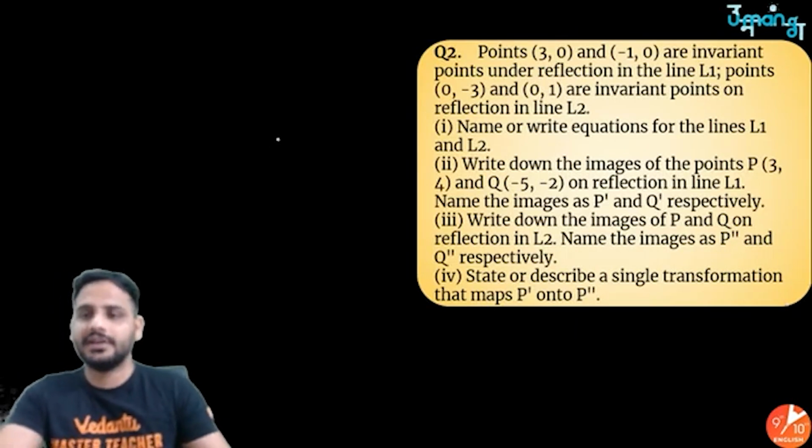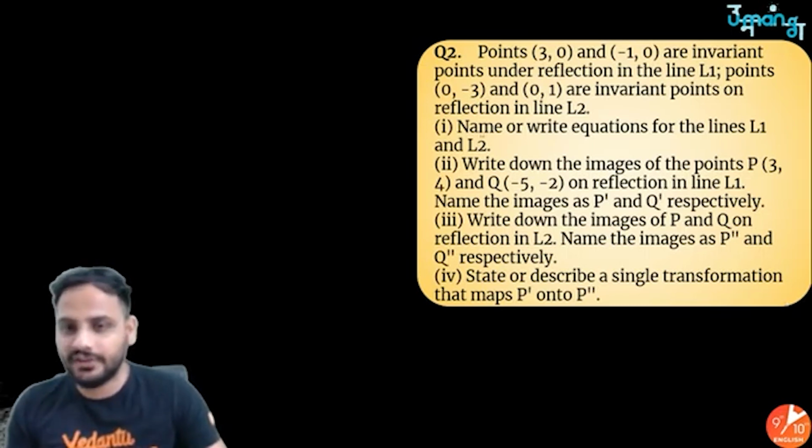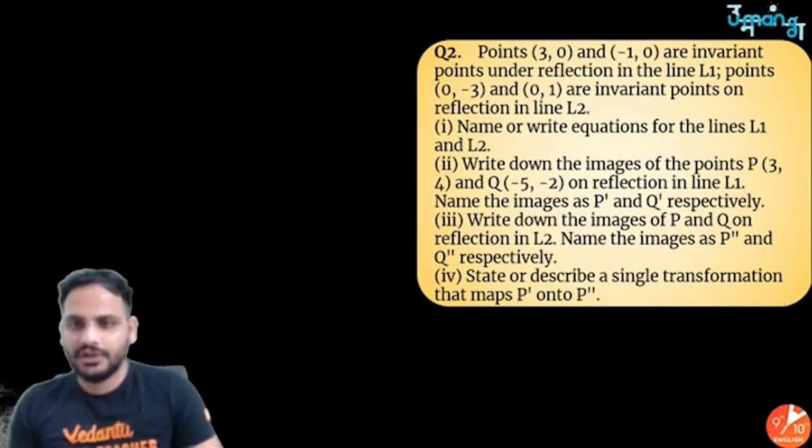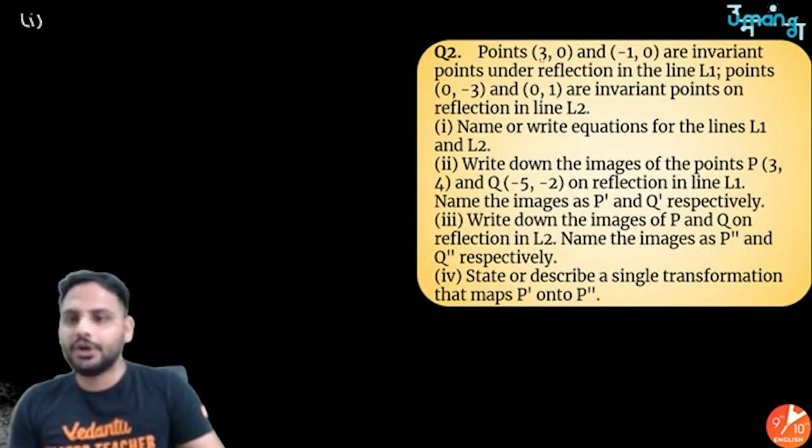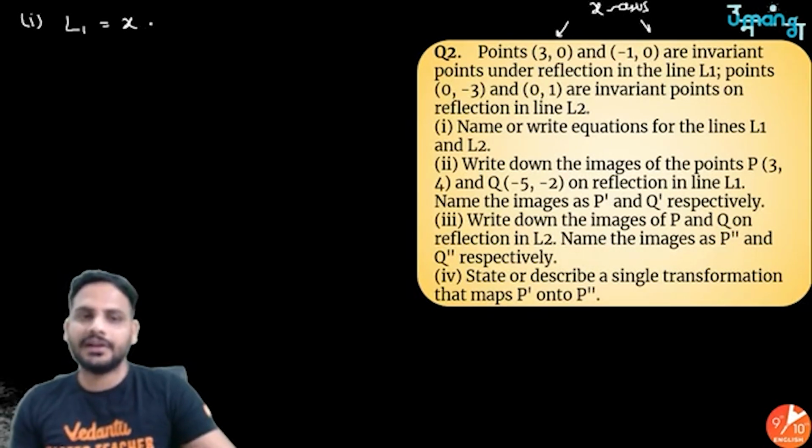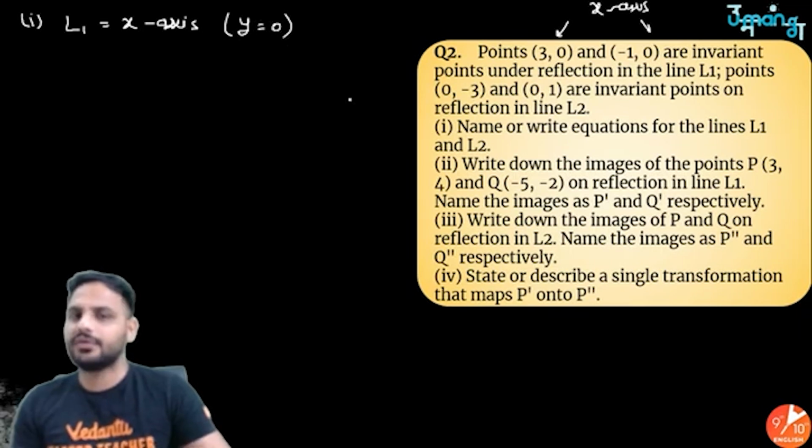reflection in line L1, and (0, -3) and (1, 0) are invariant points under the reflection in line L2. Name or write equations for the lines L1 and L2. So first point beta, you can clearly see first part. See, (3, 0) and (-1, 0) are invariant. These are points on x-axis. So obviously the first 2 points are invariant under L1. So L1 is nothing but x-axis, because these are invariant only if we are doing the reflection under x-axis, right? So L1 is x-axis, or we can write it as equation as y equal to 0.